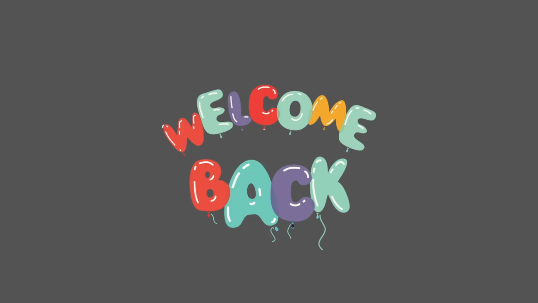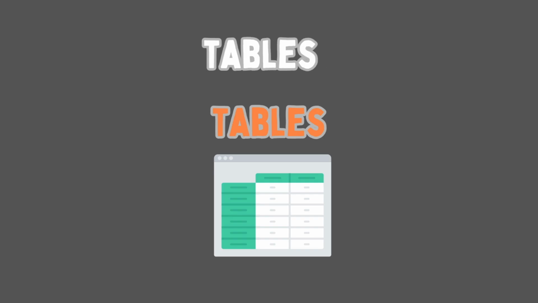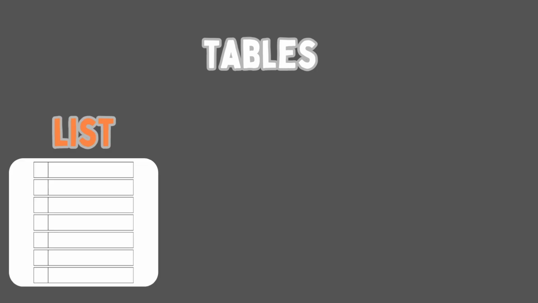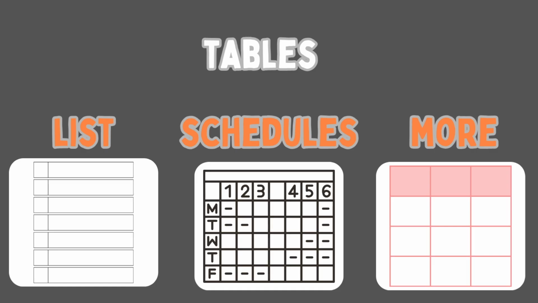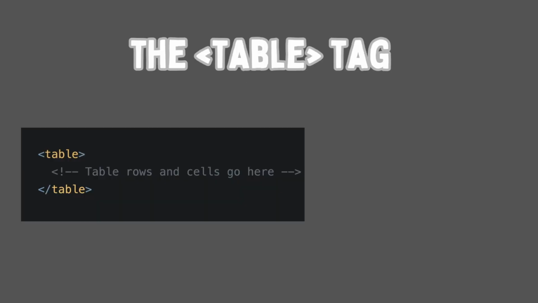Welcome back. Today we're learning about tables in HTML. Tables are useful for organizing data into rows and columns like lists of information, schedules, and more. We'll go over the essential tags to create tables and how to set up headers and rows. Let's jump in. We start with the table tag.